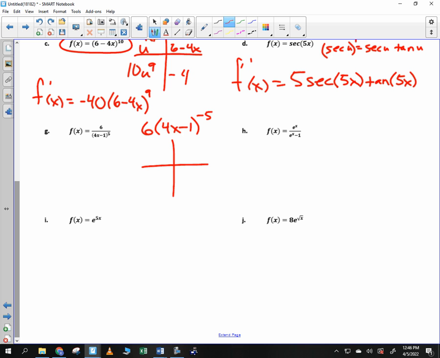All right, what's the inside? What's the outside? All right, derivative of the inside. Derivative of the outside. Yeah, so as you multiply these together, you see negative 120 over 4x minus 1 raised to the 6th power. That is the derivative.